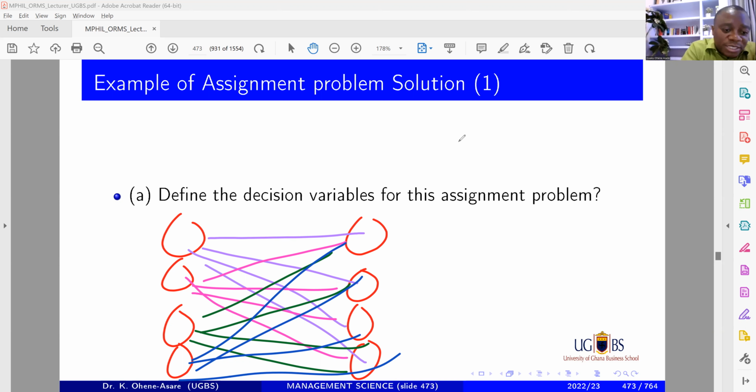If we say this one is 1, this is 2, this is 3, this is 4, and this is 5, 6, 7, 8.